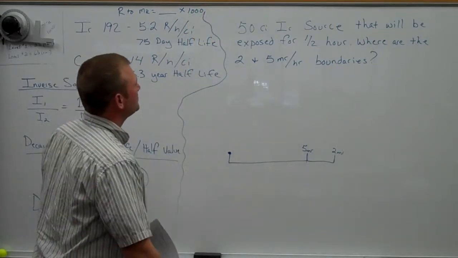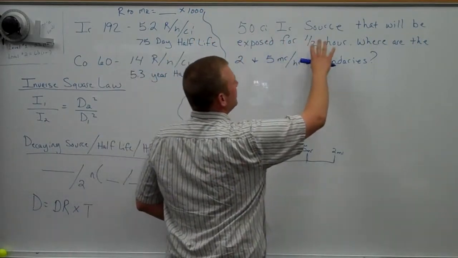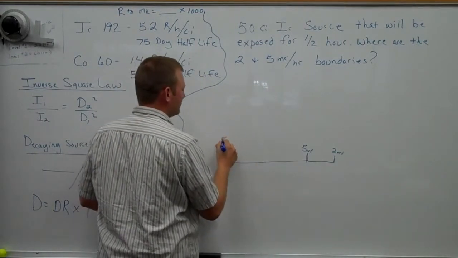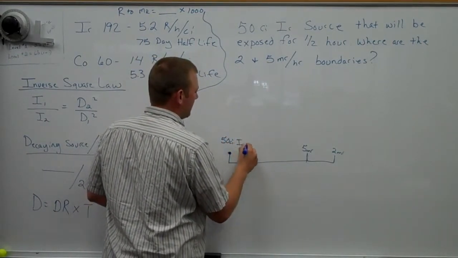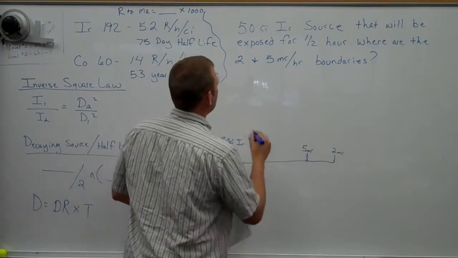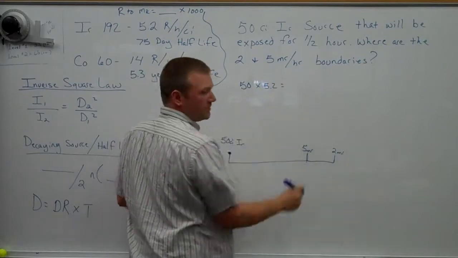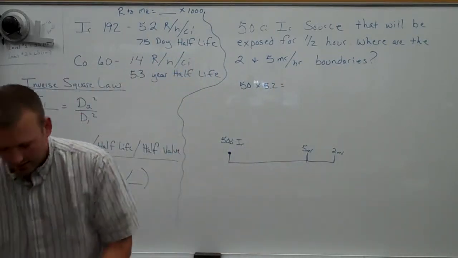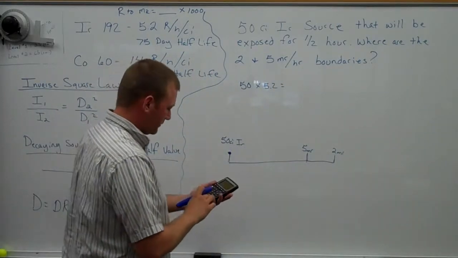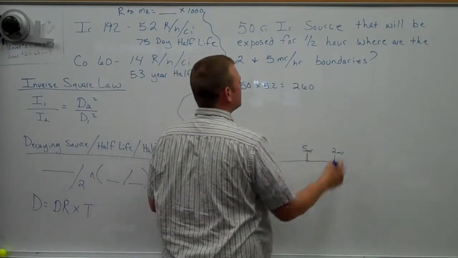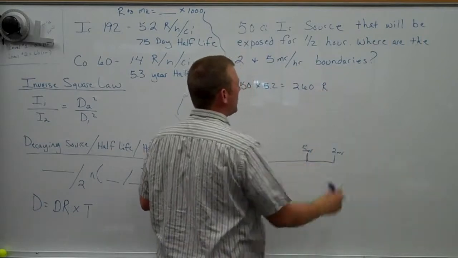So, well, let's just do that. We've got a 50 curie source. We don't have any time. So, using this picture here, we've got 50 curies of iridium. We want to know distance and distance. So, 50 times 5.2 is going to equal something. Okay? Grab your handy dandy little calculator and you can do this with me. 50 times 5.2. That brings us to about 260, and that is Rankins.